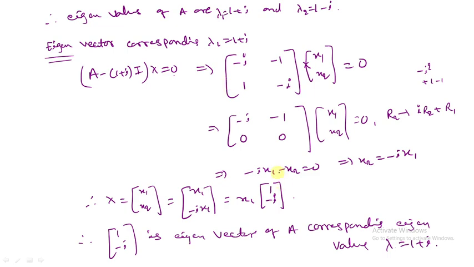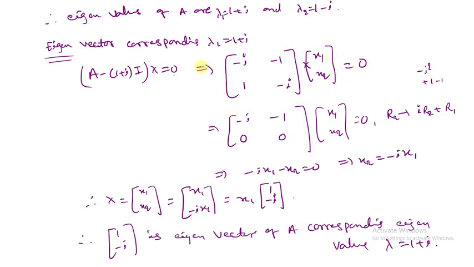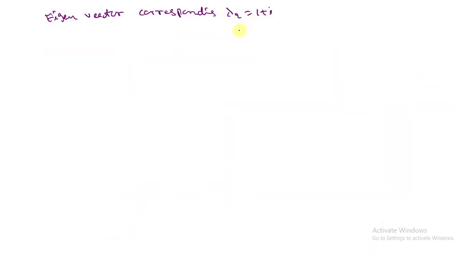The next, similarly find the eigenvector corresponding to lambda equal to 1 minus i. Corresponding to lambda equal to 1 plus i, 1 minus i, take whichever first, 1 minus i or 1 plus i.